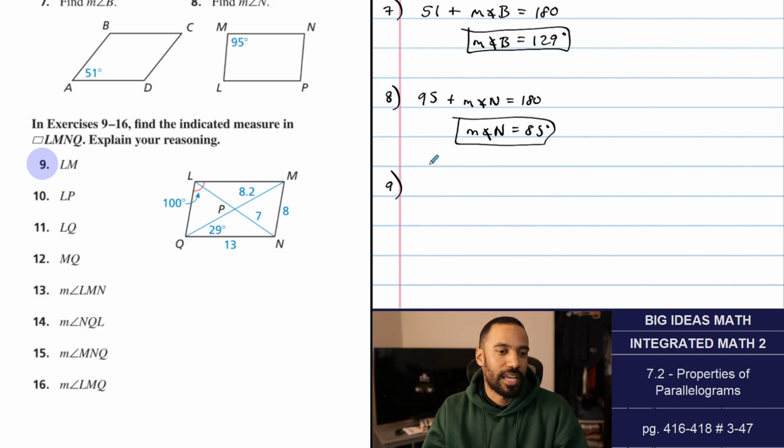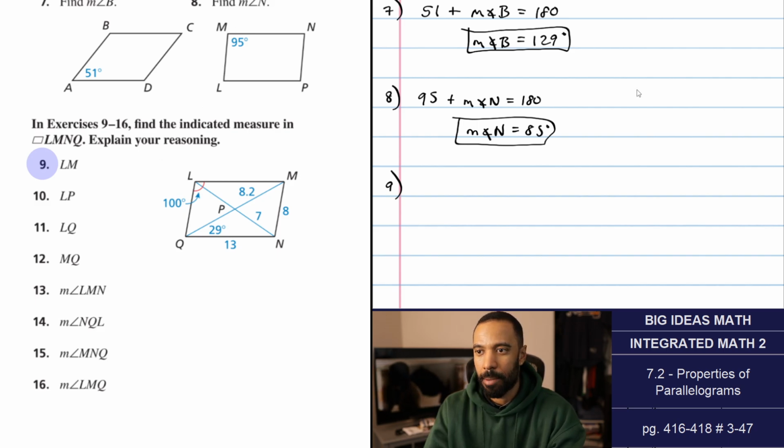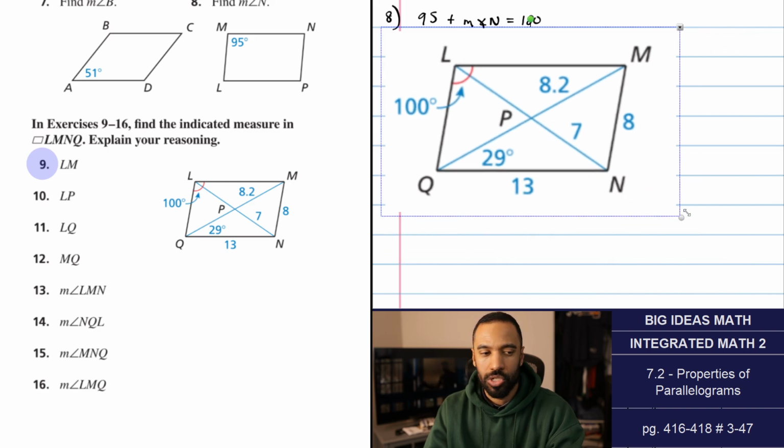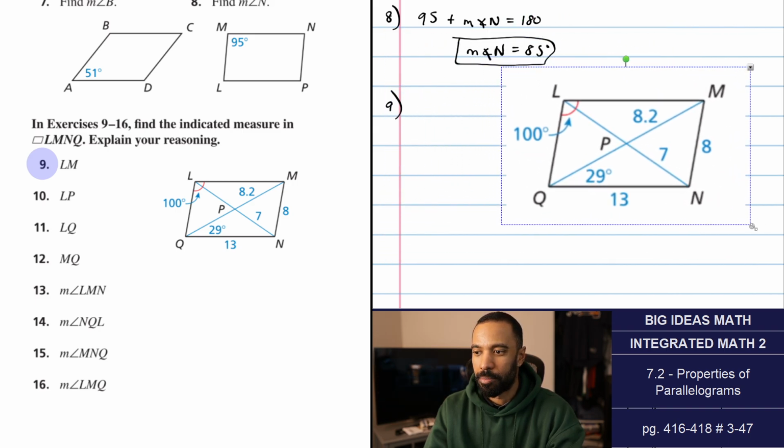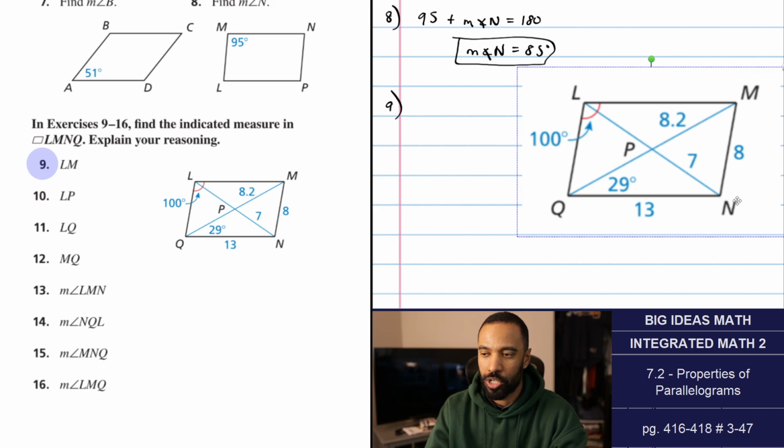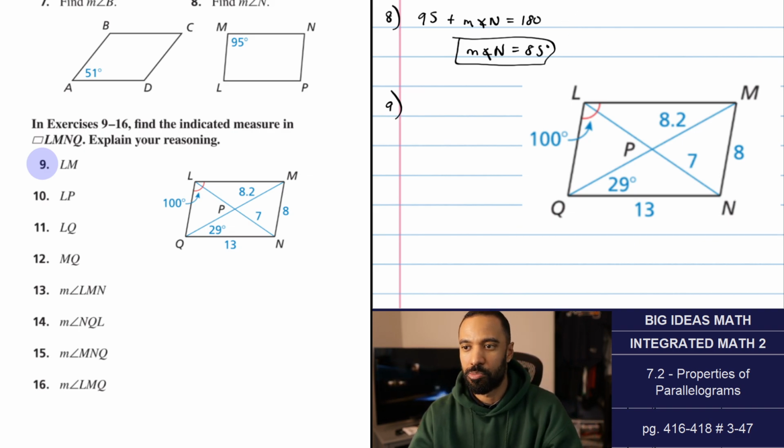All right, for exercises 9 through 16, find the indicated measure in parallelogram LMNQ. Explain your reasoning. I feel like this is one of the ones where I should copy the diagram over, so I'm going to do that. This is several problems in a row, which kind of feels good if this is more drill and kill. We should probably be able to crack some of these pretty fast.